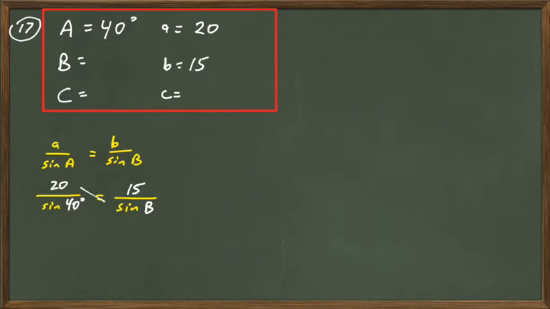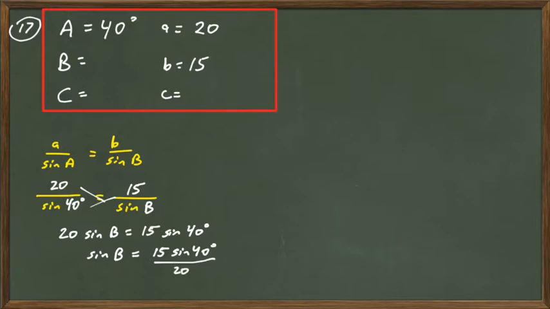So I cross multiply. I get 20 times the sine of angle B equals 15 times the sine of 40 degrees. Sine of angle B then is going to equal 15 sine of 40, and then I'd have to have that divided by 20. Do you remember how to get rid of a sine? You take the arc sine. So if I do the arc sine of one side, I would have to do the arc sine of the other. So I'm going to do the arc sine of 15 sine of 40 degrees divided by 20.